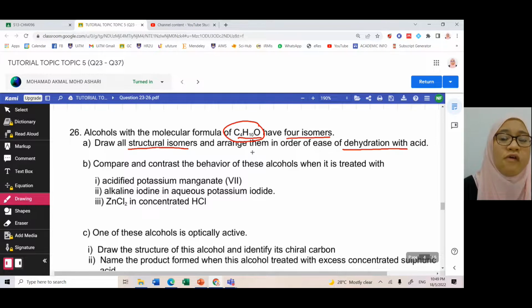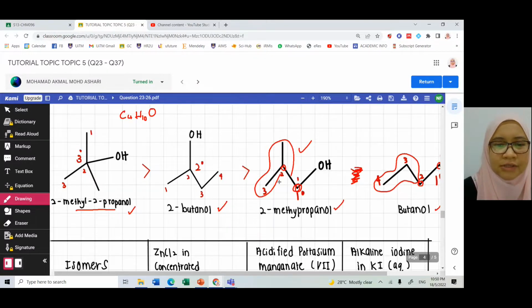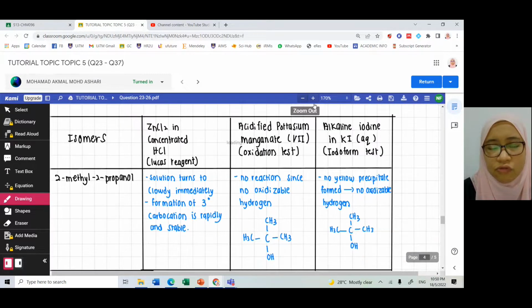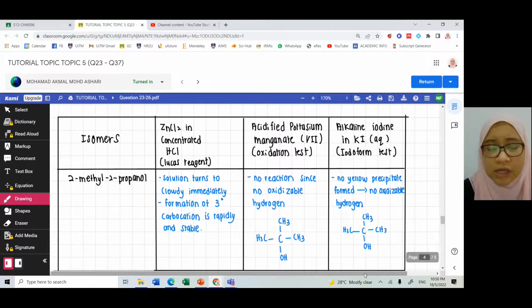So we are talking about 4 alcohol just now. Okay, so when they are treated with all of this, what will happen? Ataupun you have to compare, in terms of the behavior of this alcohol. Okay, all right. So best would be to have a table to show ataupun to distinguish ataupun to differentiate. So the ease, kebolehan dia to undergo reaction with the mentioned reagent just now.